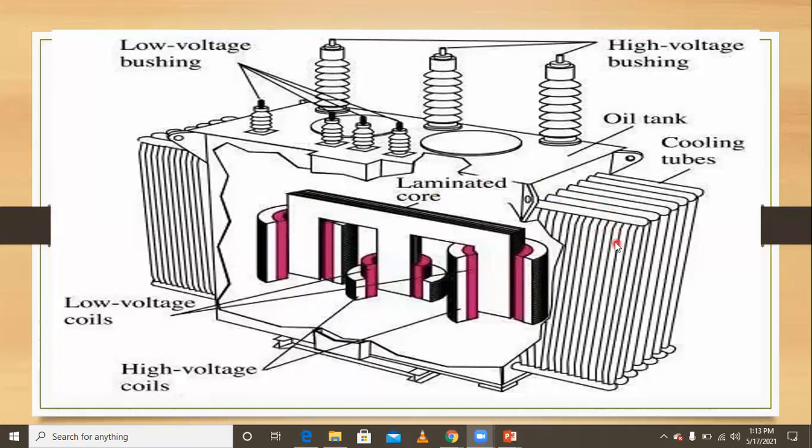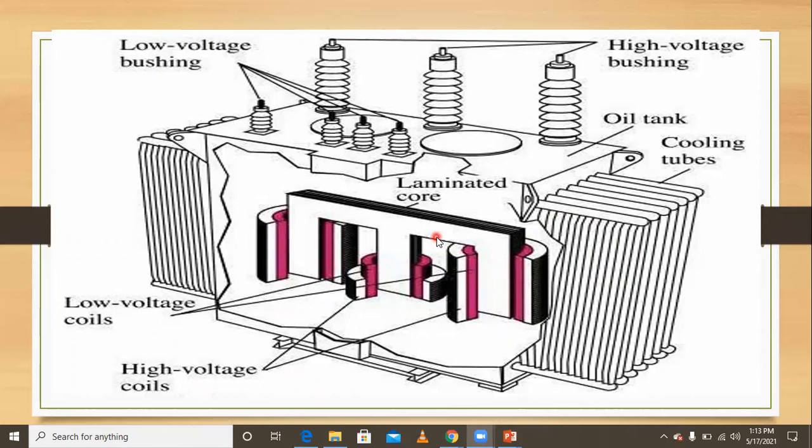Okay, try to observe this transformer outside. Are these types of tubes there or not? Try to observe outside the transformer. These tubes are used for cooling the winding of the transformer. By using these tubes, the heating temperature of the winding of the transformer can be cooled by using this cooling tubes and transformer oil.